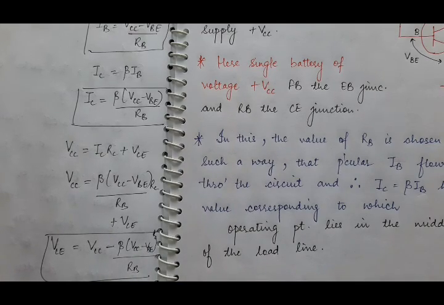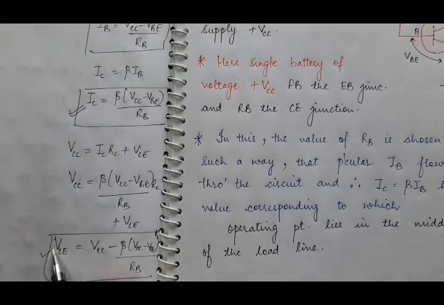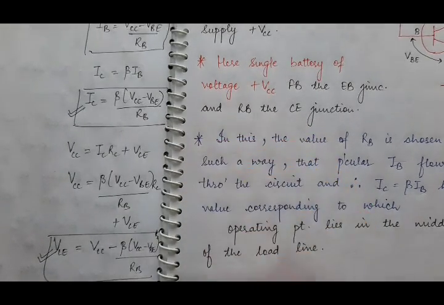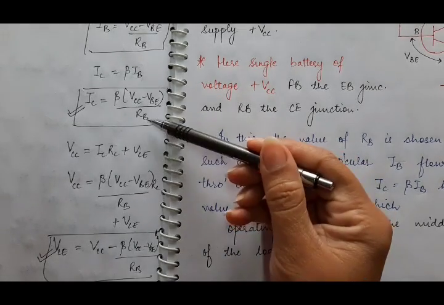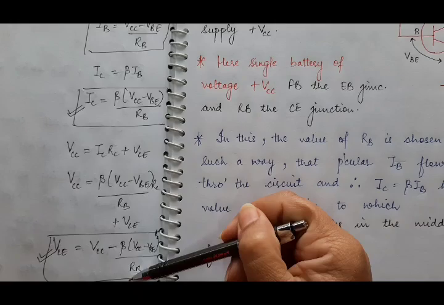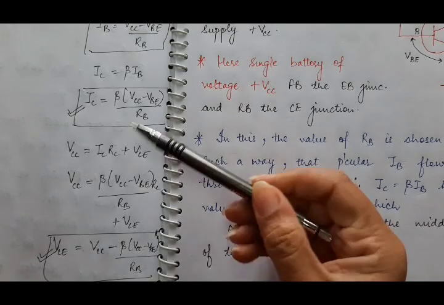Now we have both coordinates of the operating point, or Q point, and as you can see from these values, the operating point depends upon beta. It means if you change the transistor, its beta value will change, and if beta changes, the operating point will change. So the operating point shifts with the change in the transistor. And the second thing is that the operating point depends upon the value of RB.